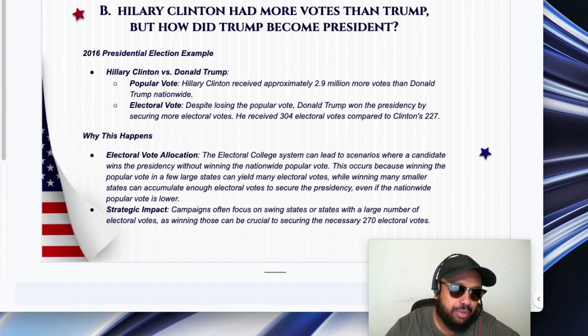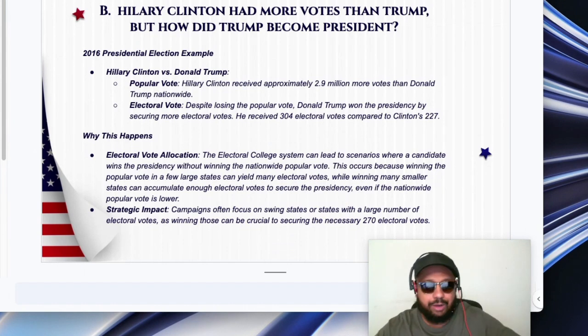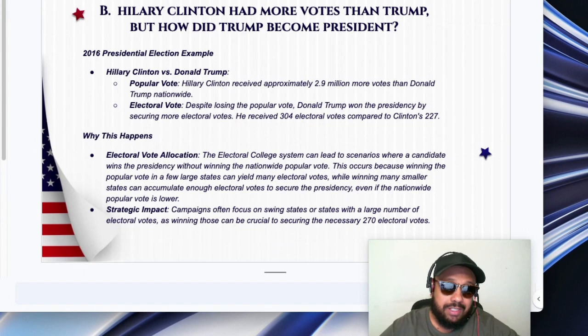So all the people who voted for Hillary Clinton, basically their votes did not count, and the electoral vote counted and gave Trump the presidency.